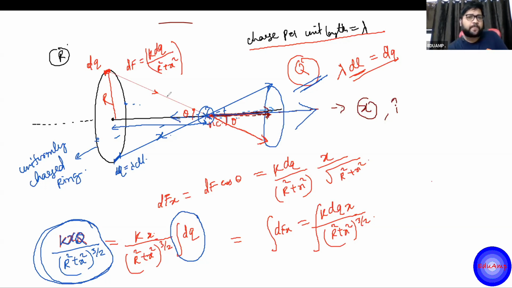Obviously, if the ring is negatively charged, and you put a positive charge, for finding the electric field we always put a +1 positive charge, so obviously it will be attracting. So the direction of the electric field will be towards the ring if the ring is negatively charged. If the ring is positively charged, it will be repelling it in this direction along the axis, away from it. I hope it is clear. If someone is having any doubt, please tell me.